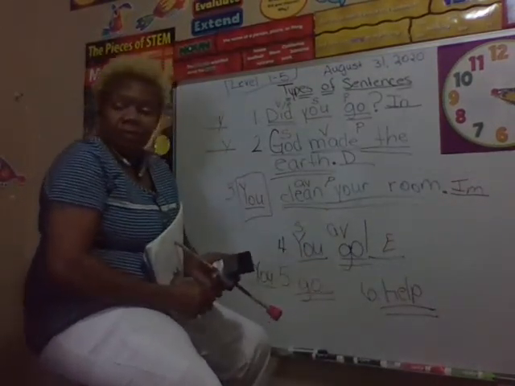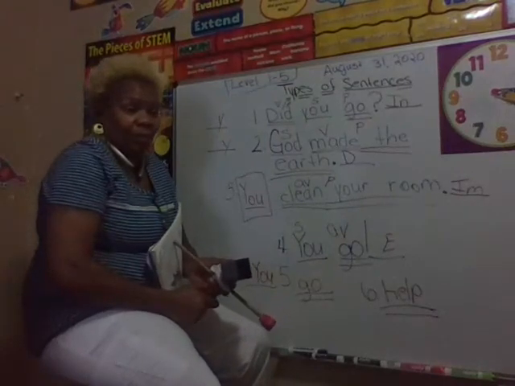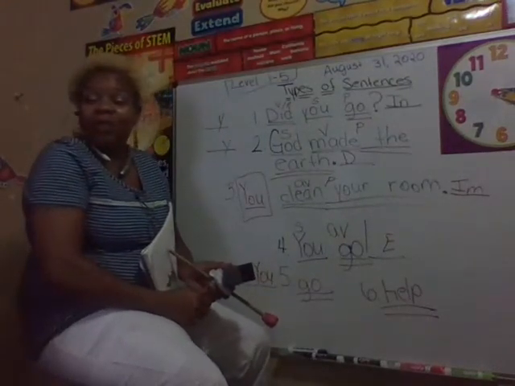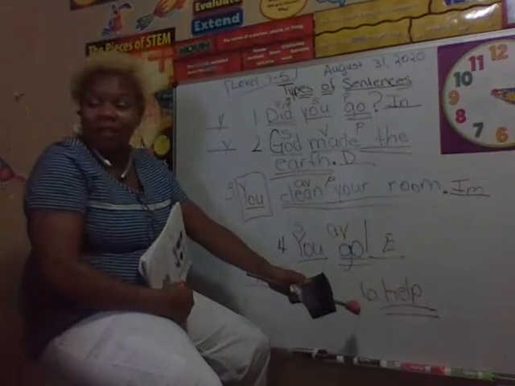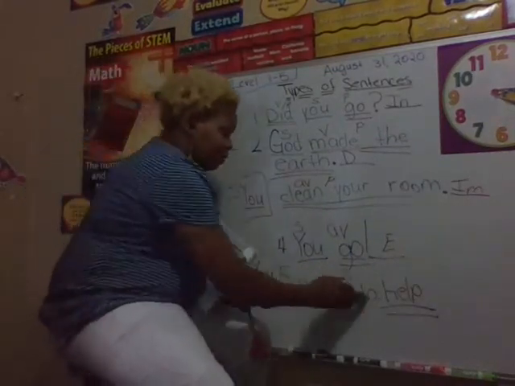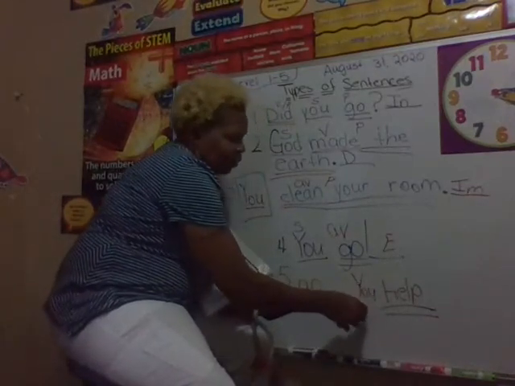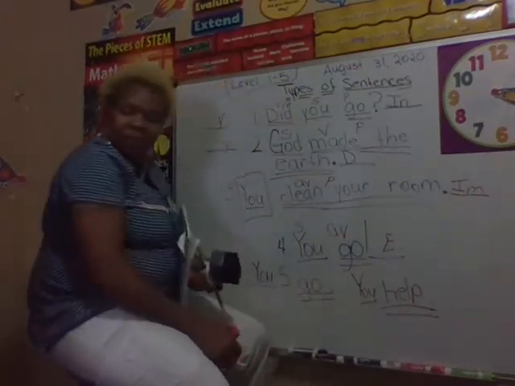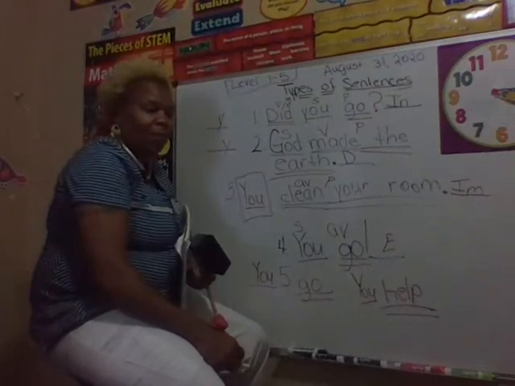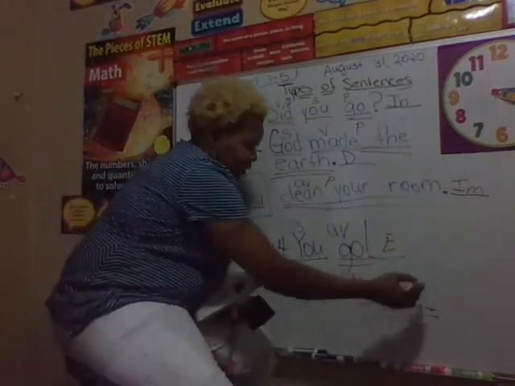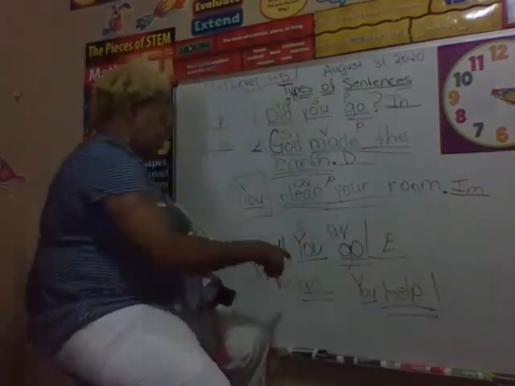Help. That's not a sentence. Help. What's supposed to be in front of it? What did you say? You. You help. You help. Now, what type of sentence is it? You help. What type of sentence? Exclamatory.